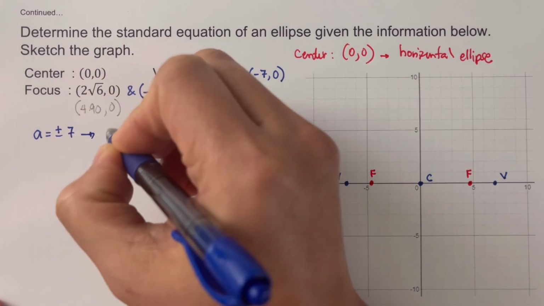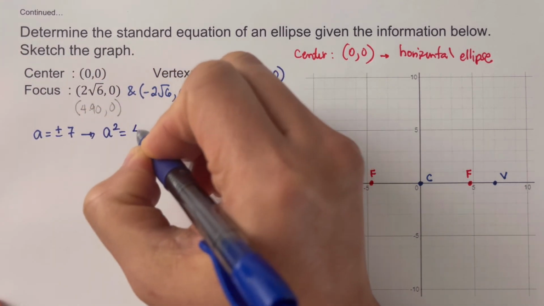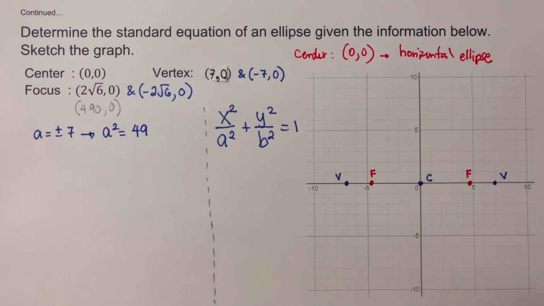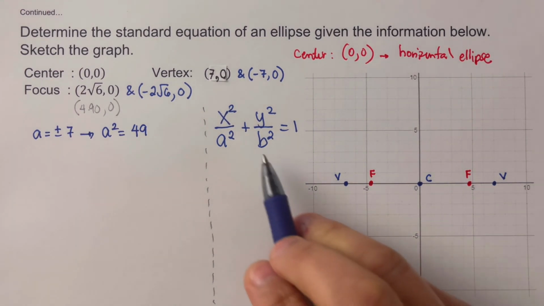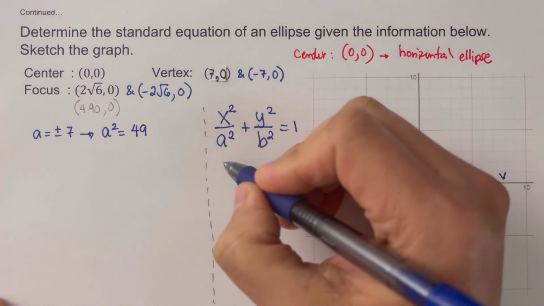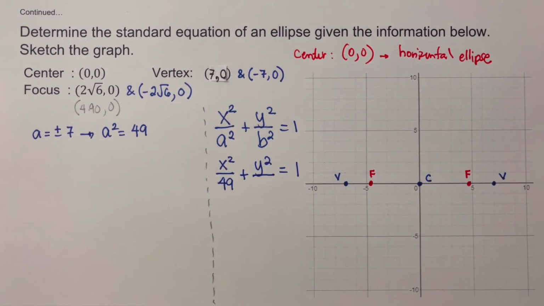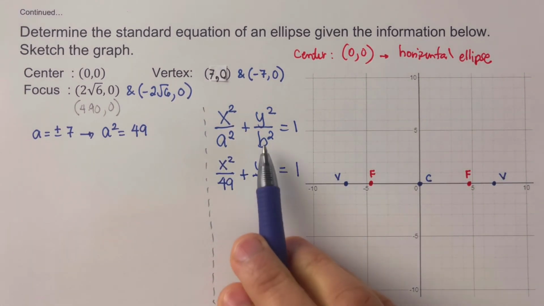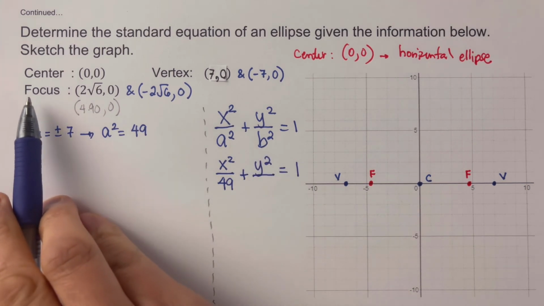This tells us that our a squared is 49. So I will plug that 49 into the a squared right here. So our equation will come out. Notice that I did not write anything for the b squared because there's no value for b squared given to us. But we are given the focus.